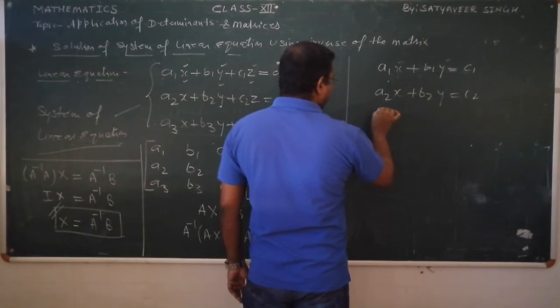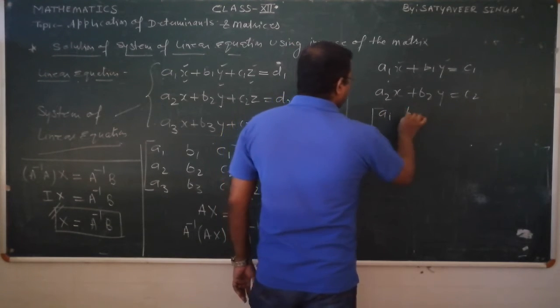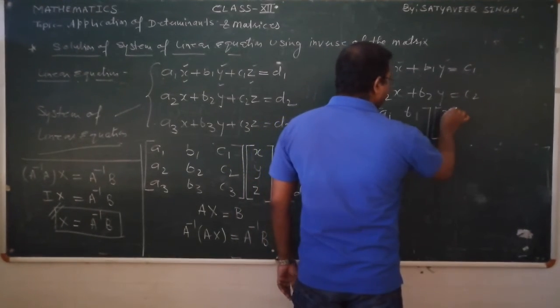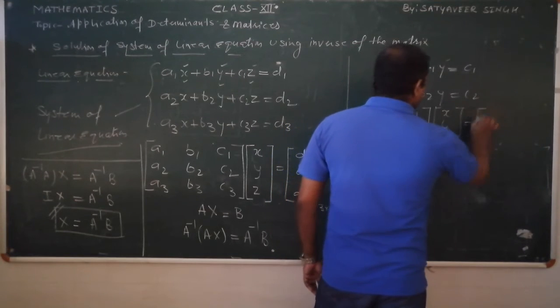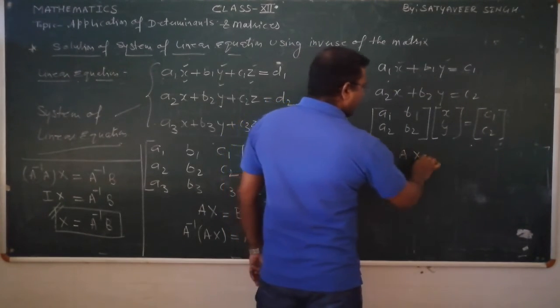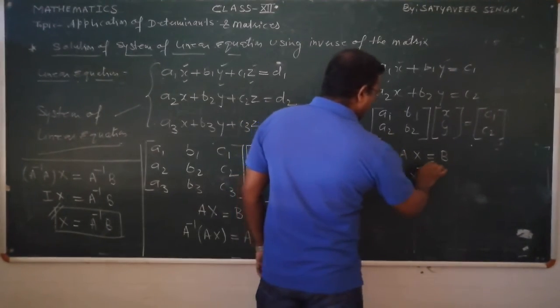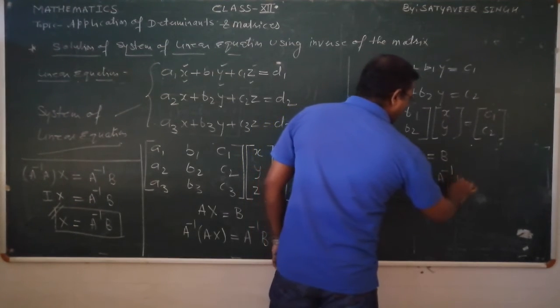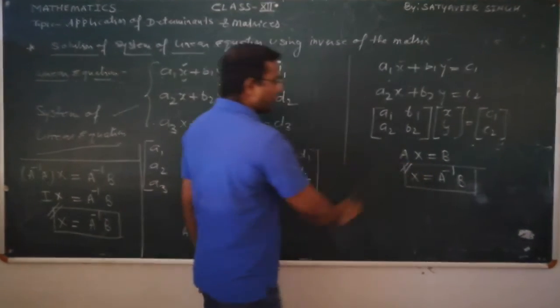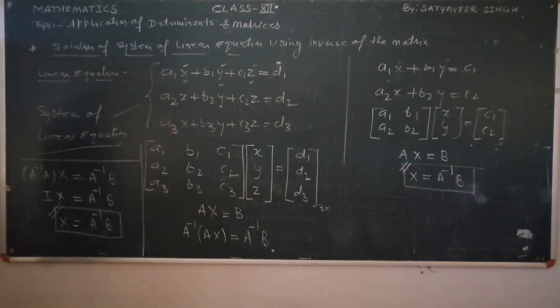Here also we can write like a1, b1, a2, b2, this is the matrix, and x, y, these are the variables. This is another matrix. Similarly, here also we can write Ax is equal to B and x is equal to A inverse B. So, dear student, this is the rule you will have to apply for finding the value of x, y, z. I'll discuss with you some of the examples so that you can apply this rule properly.